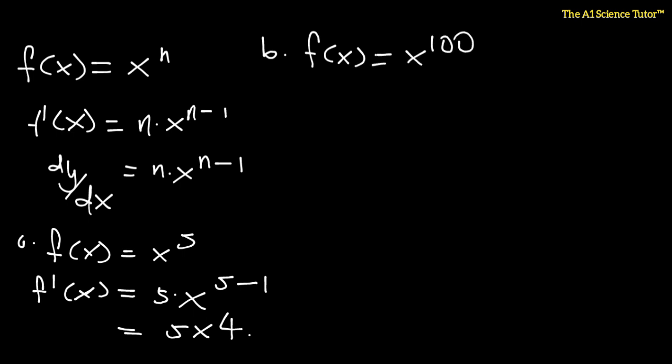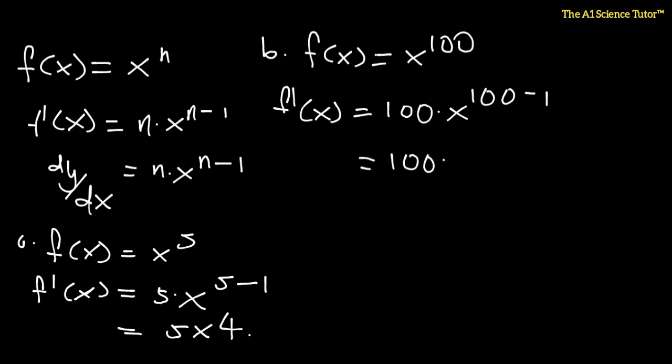x to the 100. So f prime, that is going to be 100, and that will be multiplied by x raised to the power of 100 minus 1. So this gives us 100x to the 99. So that will be the derivative. How about this one?